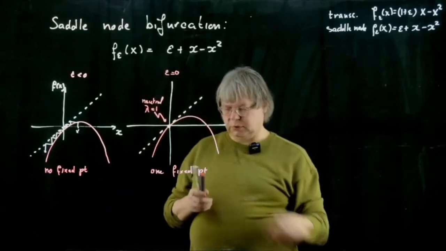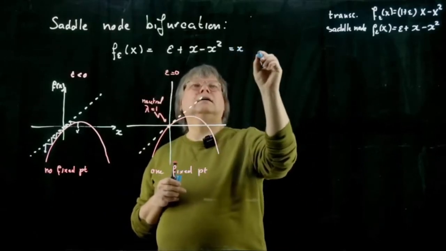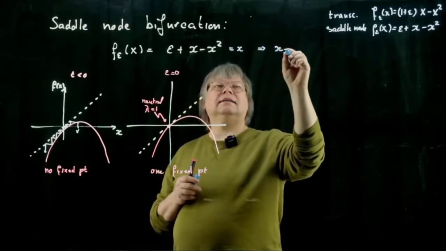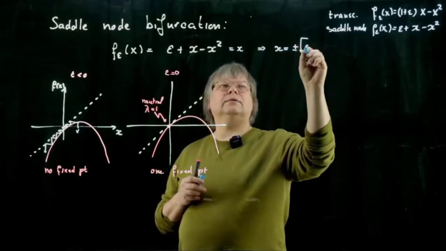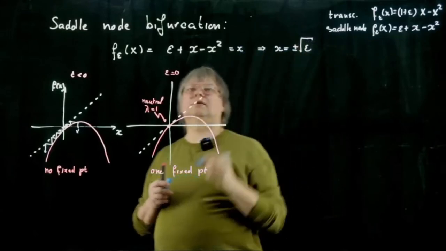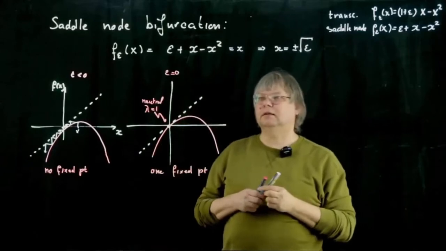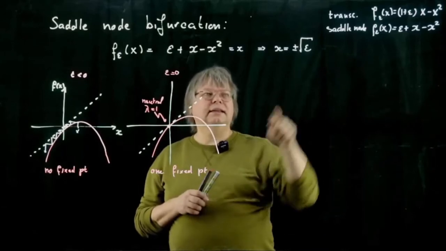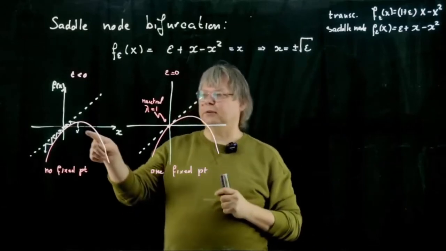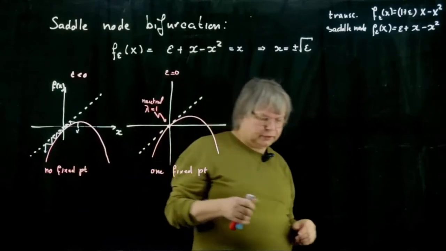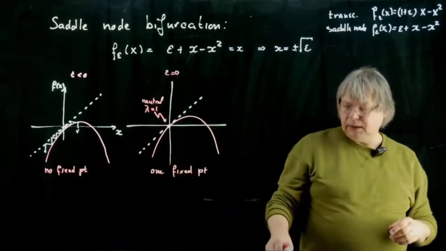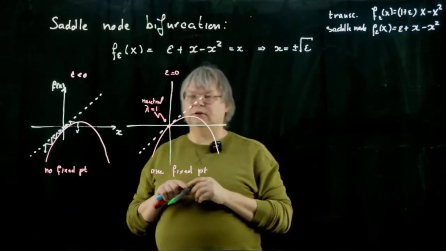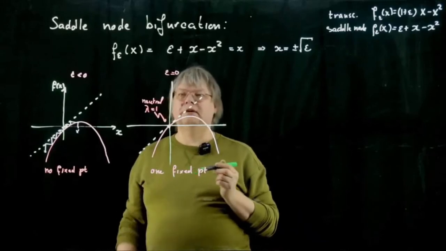Shall we just compute the fixed points? If this is x, that means that x is plus or minus the square root of epsilon. Because the x disappears, bring the x squared to the other side, and you get epsilon is x squared. So x is plus or minus square root of epsilon. And then it's also clear that you would not have a fixed point here if epsilon is negative, because we're not going to take the square root of a negative number. And if epsilon is 0, then this plus or minus gives the same result 0. So we have indeed one fixed point.